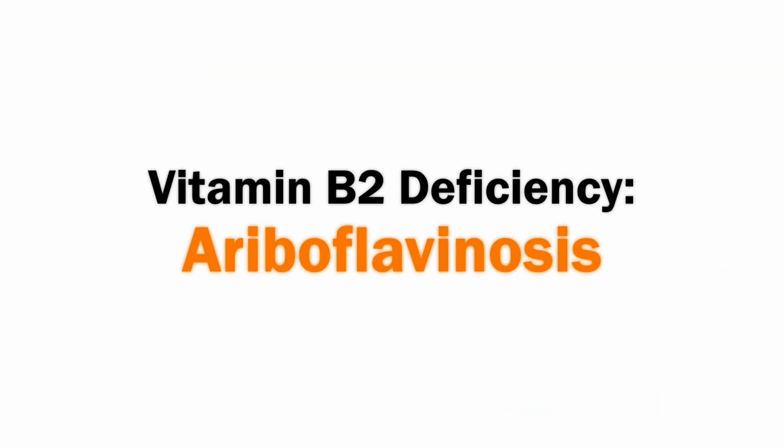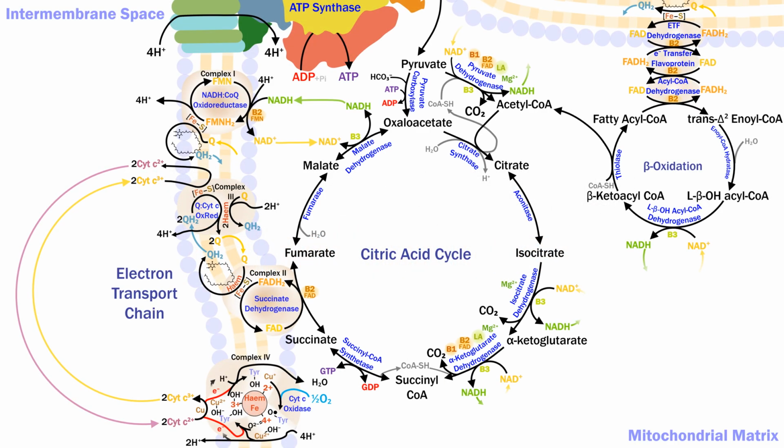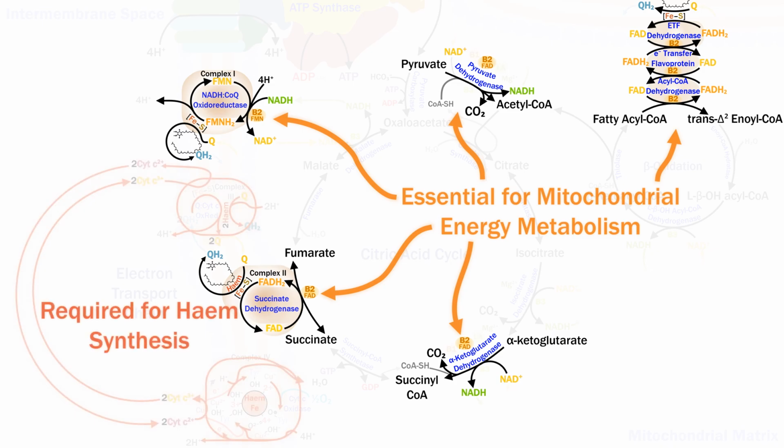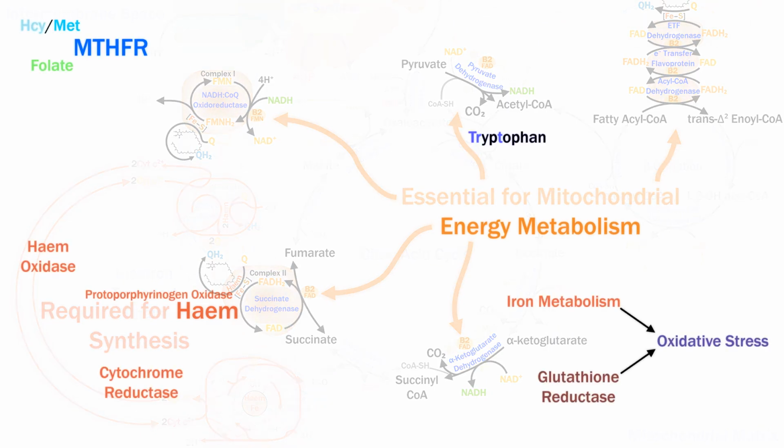Now let's talk about riboflavin deficiency, which has the unexciting name of ariboflavinosis, which means riboflavin deficiency disease. As we saw in this slide earlier, flavoproteins are essential for mitochondrial energy metabolism, as they are present in every pathway. Flavins are also required for heme synthesis, so deficiency also affects the cytochromes in the remaining complexes. It also affects folate metabolism, the activation of B6, de novo synthesis of B3, iron metabolism, and response to oxidative stress. This is where we reach an apparent paradox.